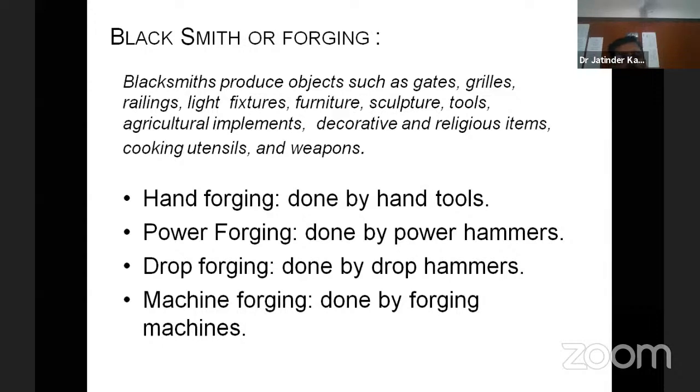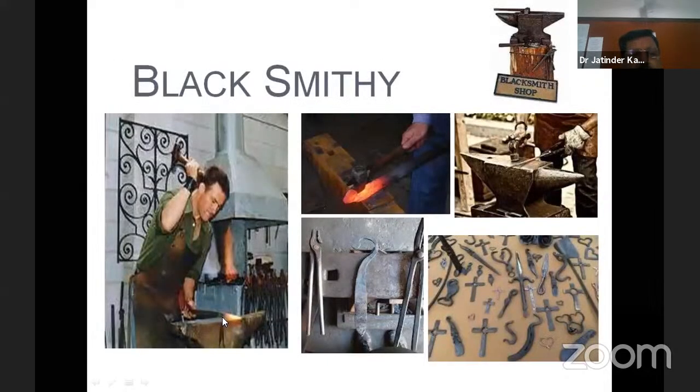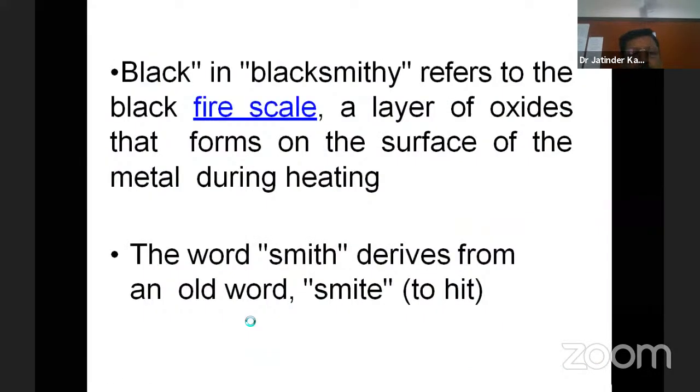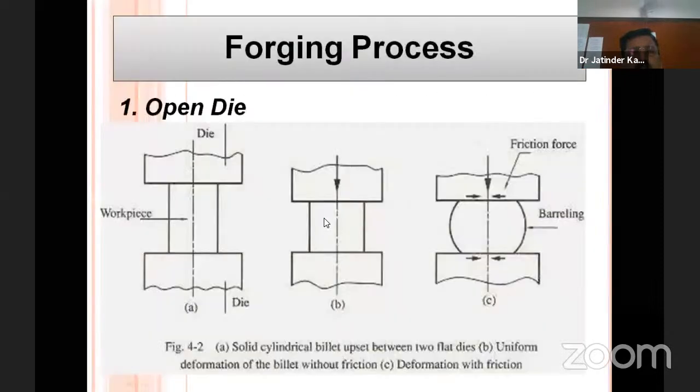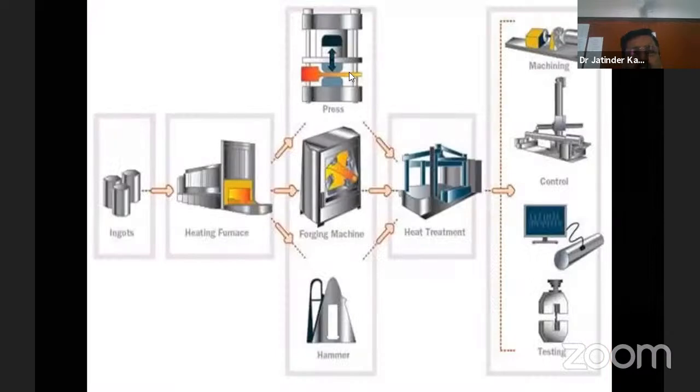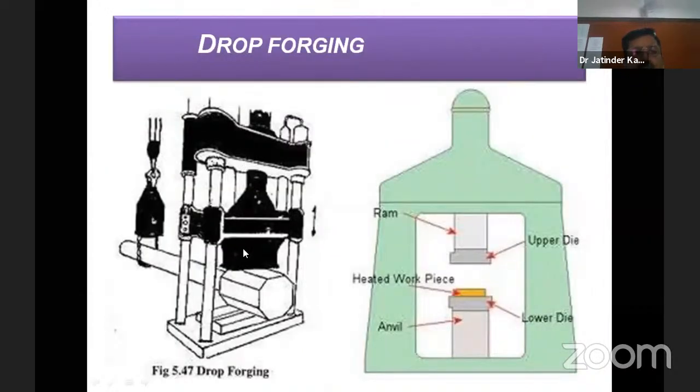The term hand forging is forging carried out by hand tools; power forging is done by power hammers; drop forging is done by drop hammers; machine forging is done by forging machines. We'll see the various machines. Hand forging we have seen, where the person carries out the forging by hand, right? And machine forging is like this, where presses and forging machines are there. This one is drop forging, right? In drop forging you will see a certain anvil.